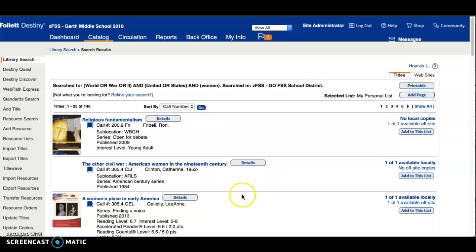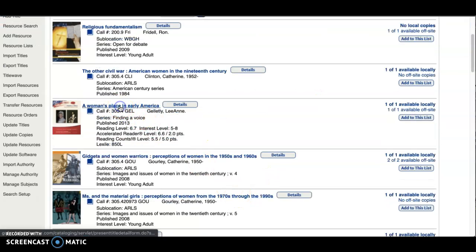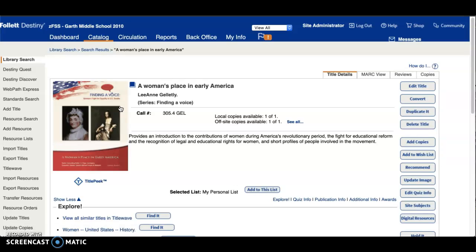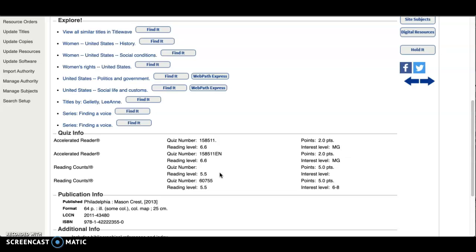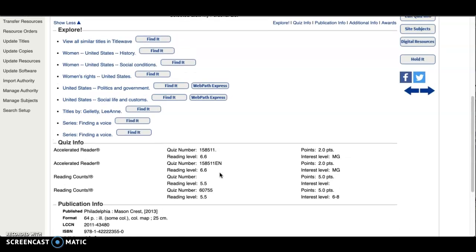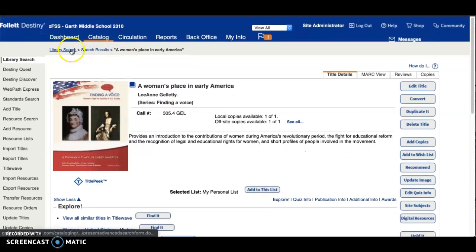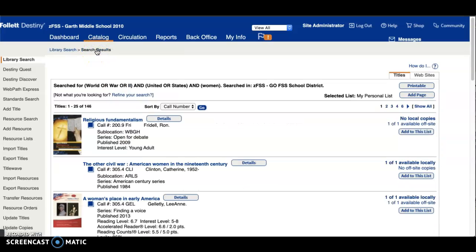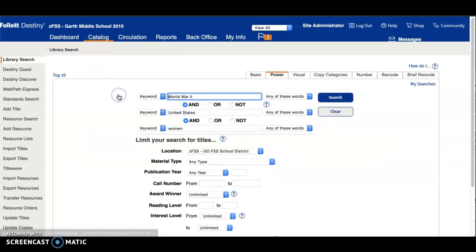A Woman's Place in Early America. Oh, now this doesn't have anything. Doesn't say World War II. So maybe we need to change our search. So we can click here and go refine your search, and it'll save what we had, and then we can go back and make changes.